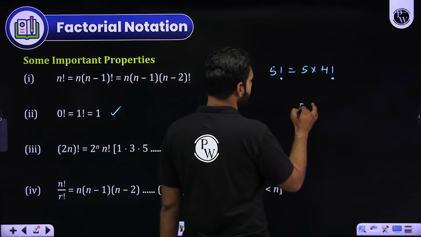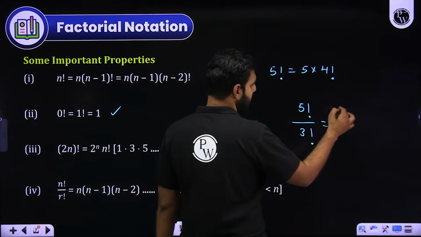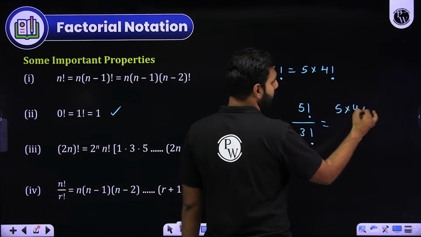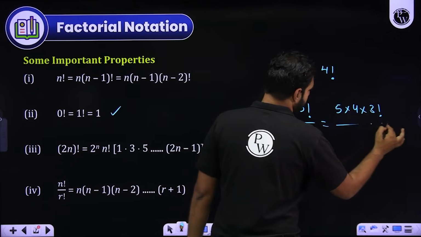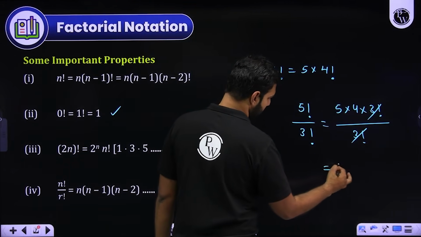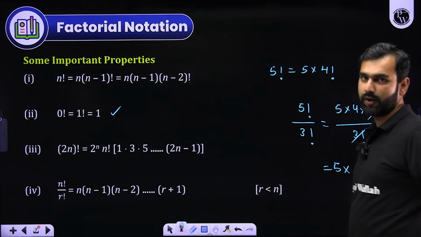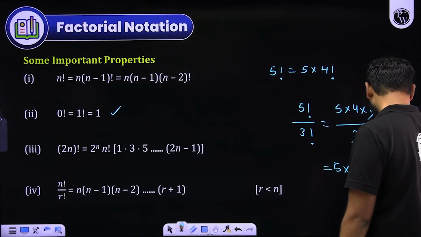Let's say I'm asking you 5 factorial upon 3 factorial. What will you say? Would you not say, sir, 5 factorial is going to be 5 into 4 into 3 factorial divided by this 3 factorial. So here 3 factorial is cancelled and you're left with 5 into 4. That is exactly what they are trying to give you through this particular formula. So I hope you'll remember these results.